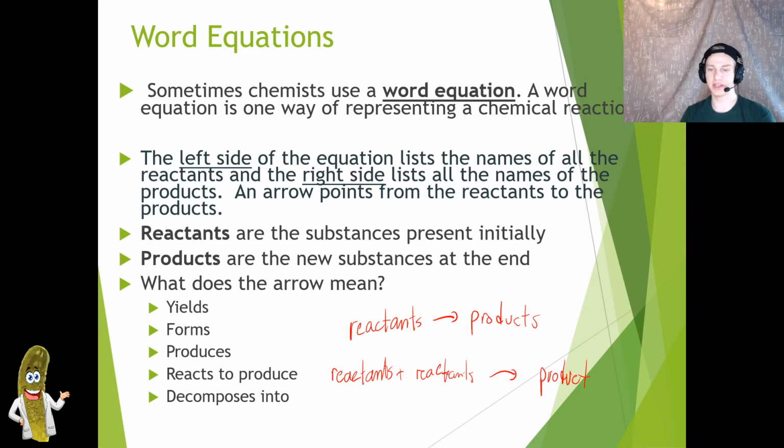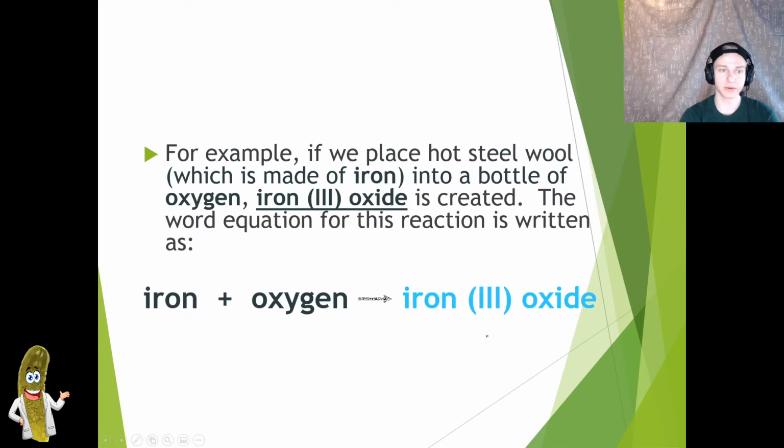Some of the terminology that gets used for this arrow would be it yields this product, it forms this product, it produces, or reacts to produce, or decomposes into. Reactants are all the stuff that we start with, and they always exist on the left side. Products are the stuff that we end with, and those always exist on the right side of the arrow. So that's the general format for all of our reactions.